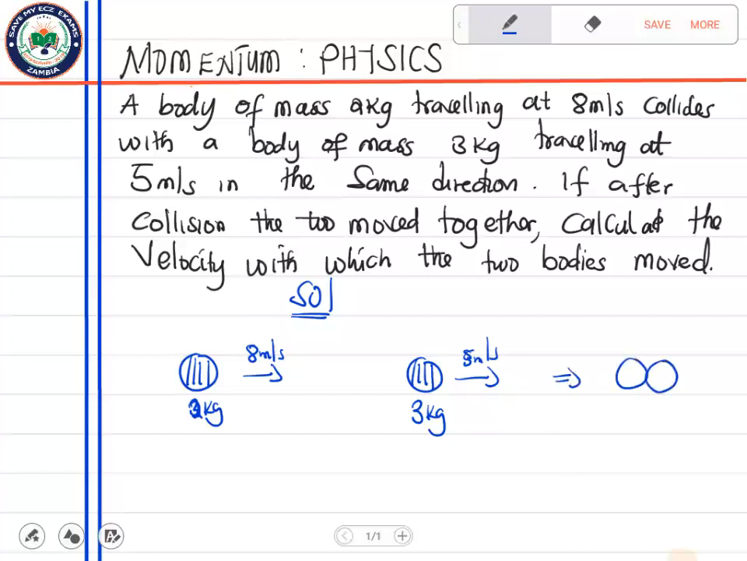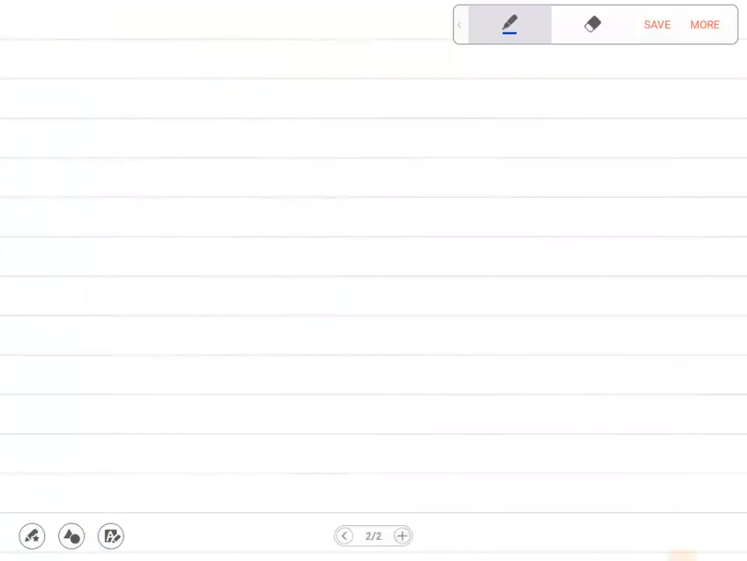All right, so they end up doing what? Sticking together. That means they had a common mass, let's call that mass m, and a common velocity, let's call that one common velocity v. But we know that momentum, which is p, is equal to mass multiplied by what? Velocity. Now, according to the law of conservation of momentum, the momentum before collision should be equal to the momentum after collision.